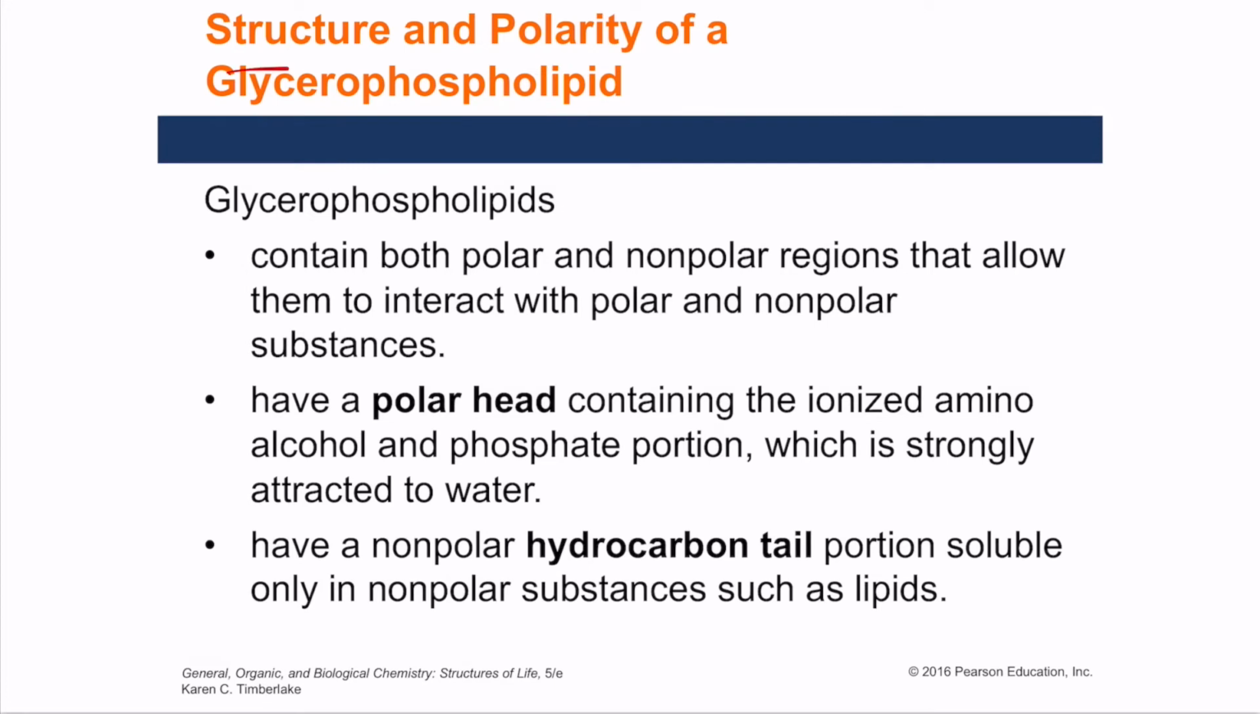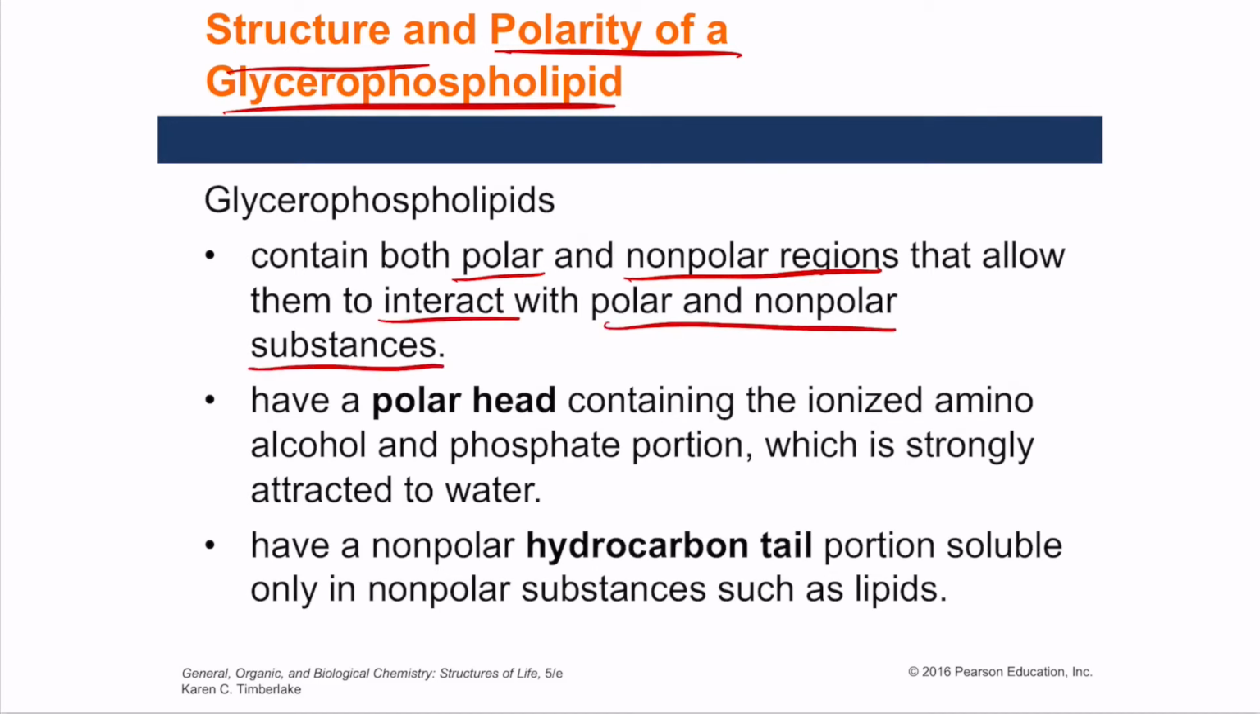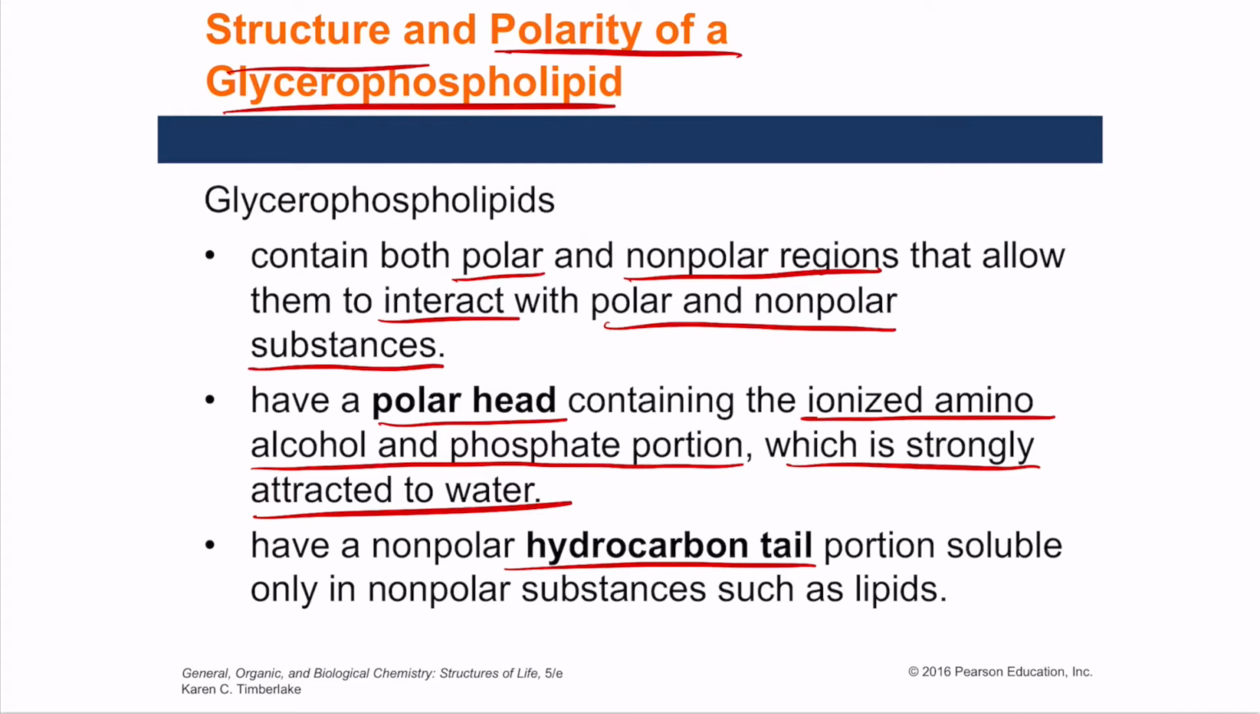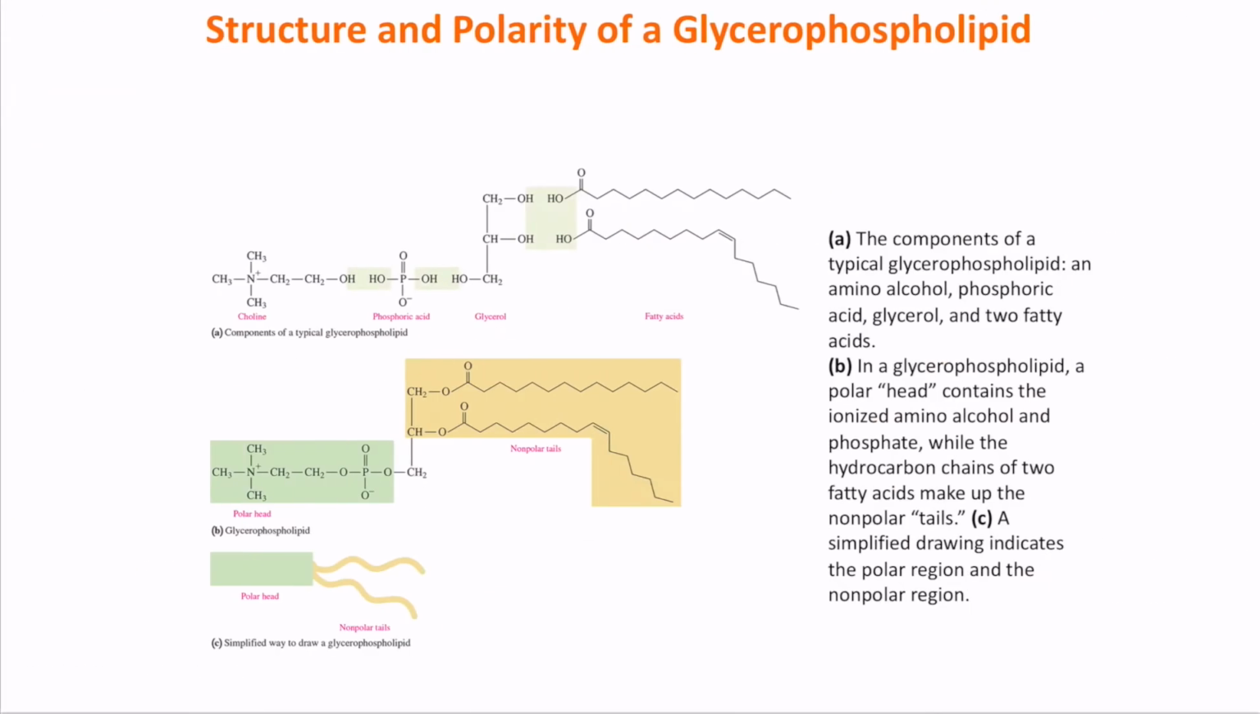Now, what is the structure and the polarity of a glycerophospholipid? Because it contains both polar and non-polar regions, it allows them to interact with both polar and non-polar substances. Because it has a polar head, it contains the ionized amino alcohol and the phosphate portion, which is going to be strongly attracted to water. You have a non-polar hydrocarbon tail, which generally is soluble only in non-polar solvents such as lipids.